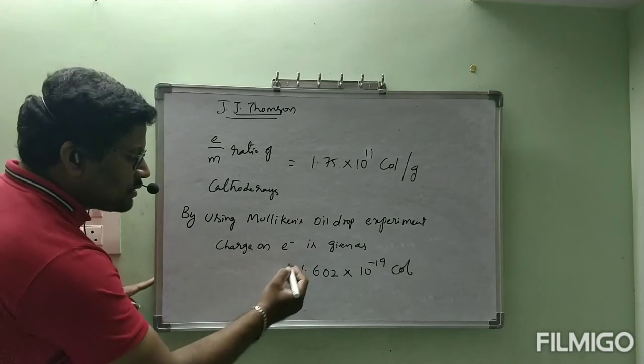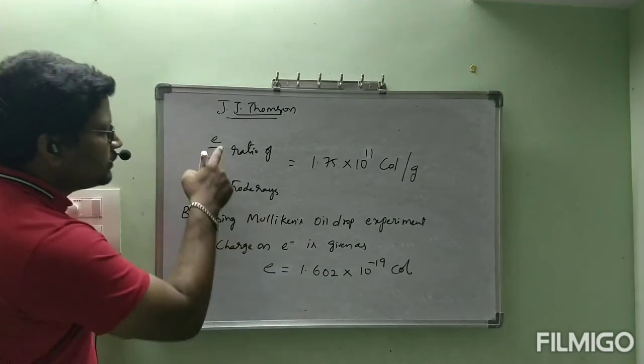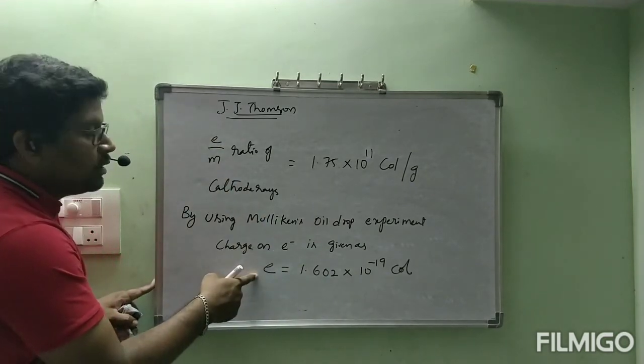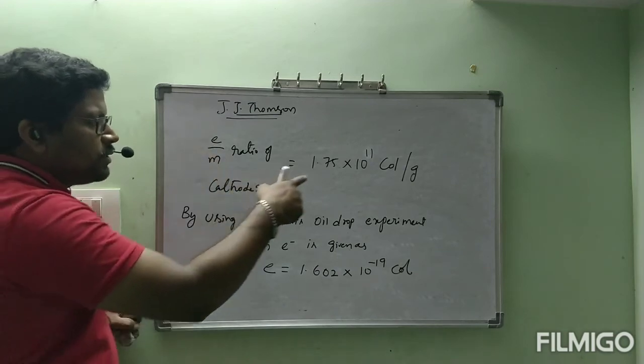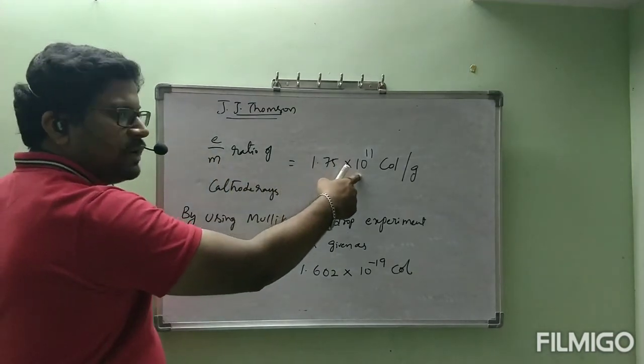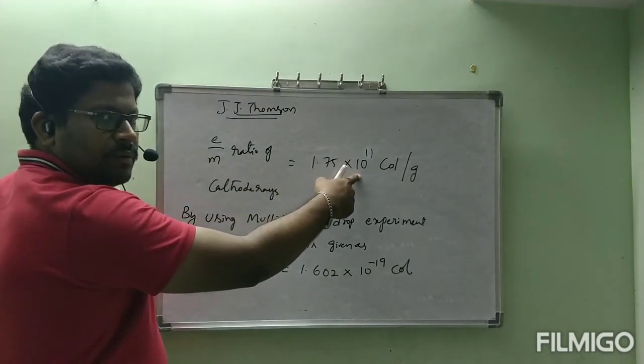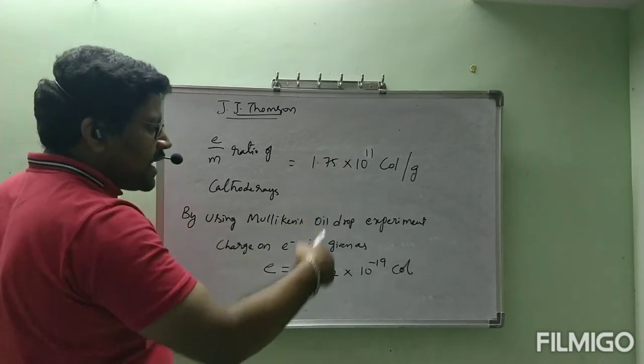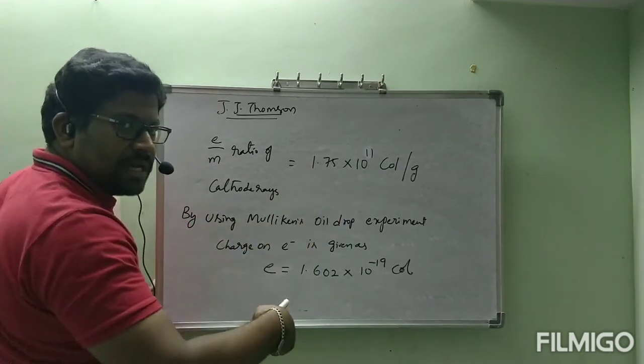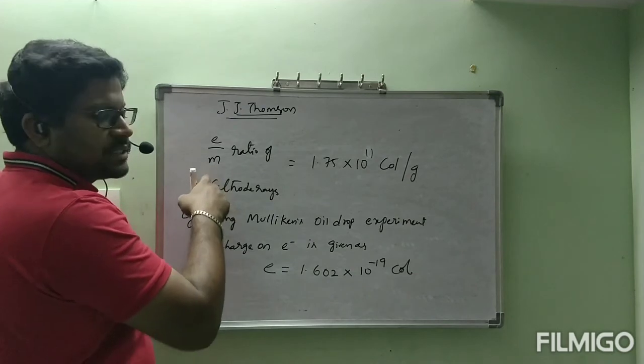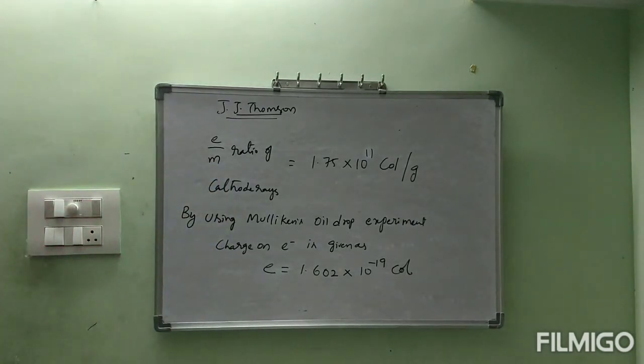This charge on one electron is nothing but e. The total E by M ratio is 1.75 into 10 power 11. These two values we know. By using these two values, we are going to calculate the mass. How are we going to calculate the mass? Let us see.